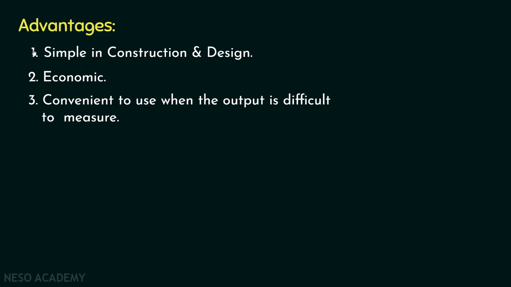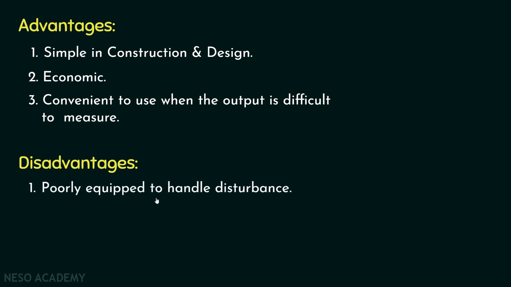So we have some advantages of using open loop systems, but on the other hand, we also have some disadvantages. The major disadvantage of using any open loop system is that it is poorly equipped to handle disturbance. And as it can't handle disturbance, it is not reliable. So in order to remove the disadvantages of the open loop system, we will add a feedback path from the output side to the input side, and in this way we will move on to the closed loop systems.